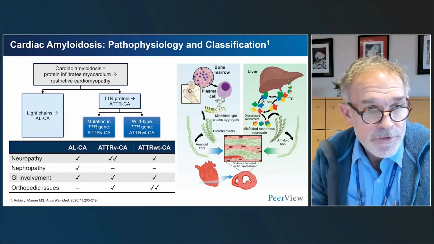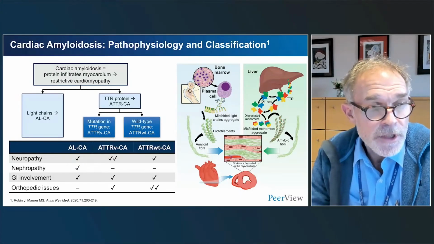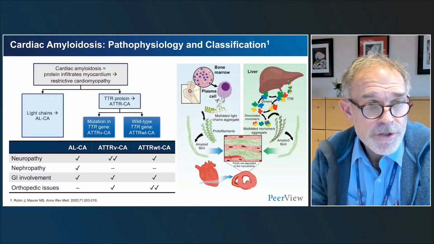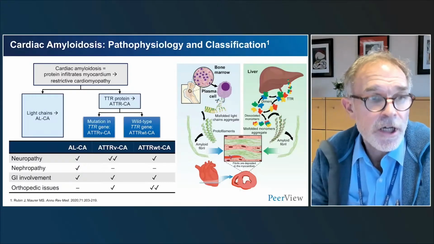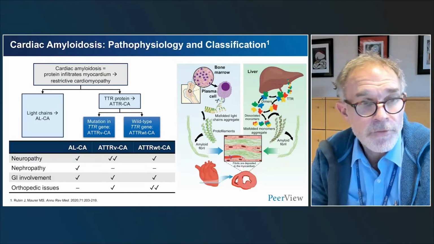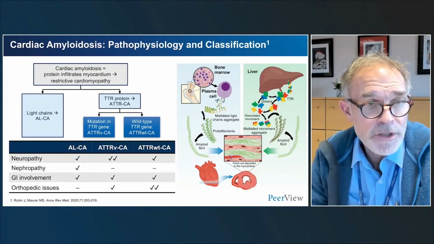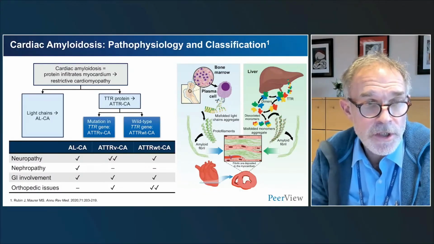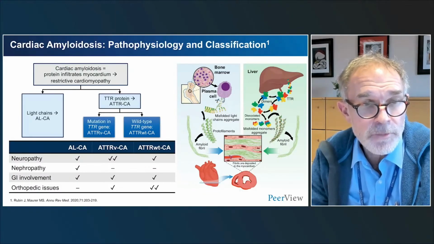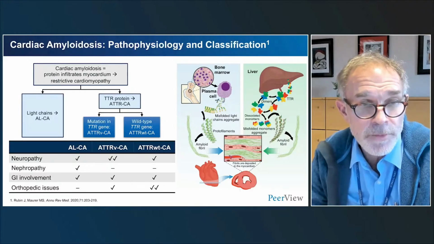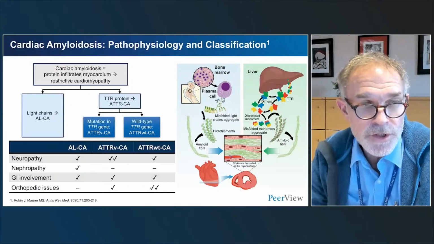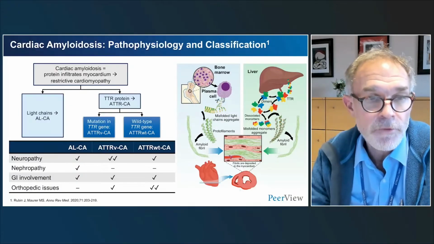Both types of amyloid affect the heart, as we heard, but there are some differences in that AL cardiac amyloidosis doesn't often affect orthopedic tissues, and in wild type ATTR amyloidosis, certainly the kidneys are not typically affected by, or certainly not infiltrated by amyloid. And in the variant ATTR amyloidosis, the kidneys are very infrequently involved by the condition.